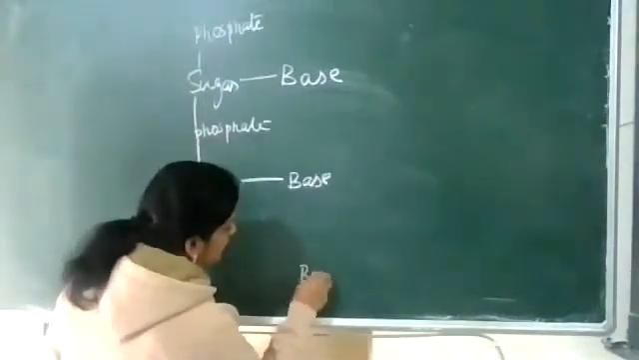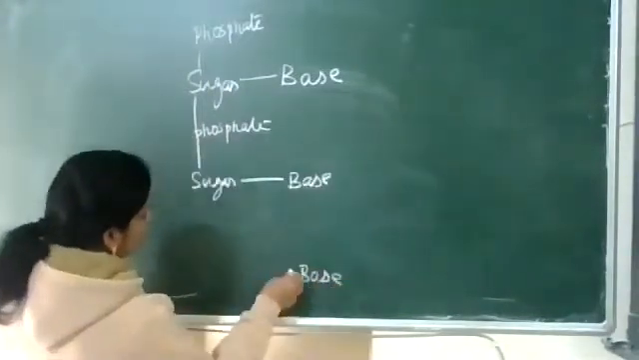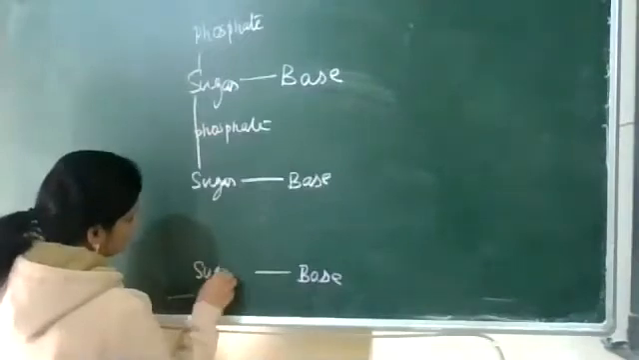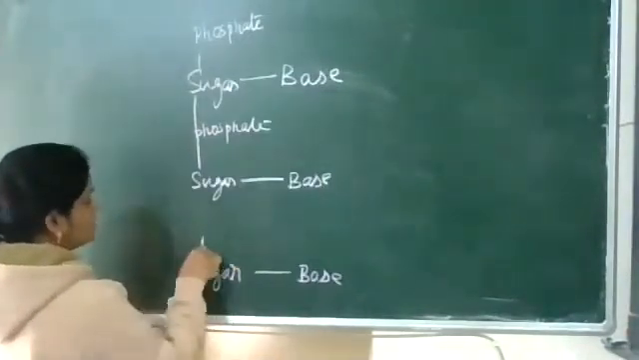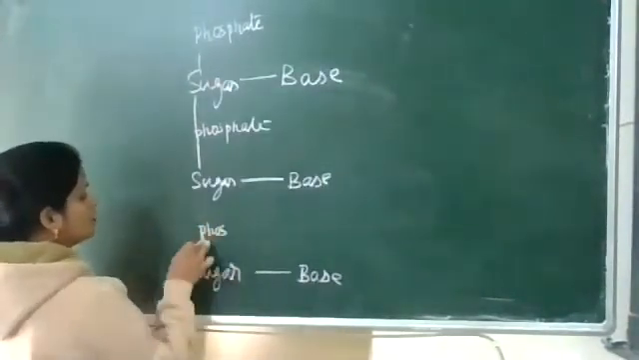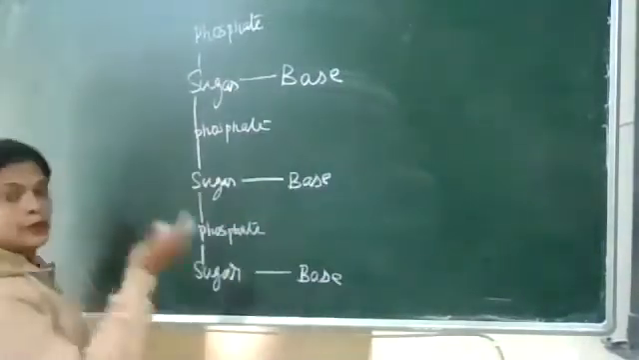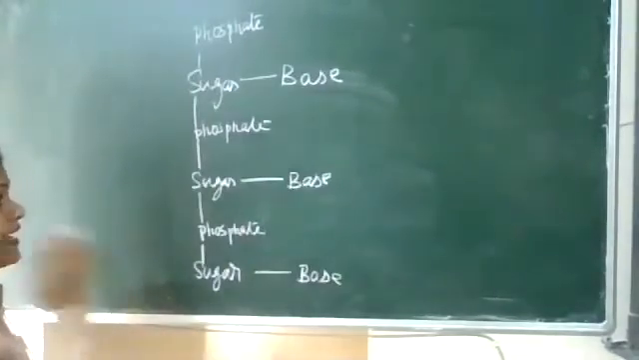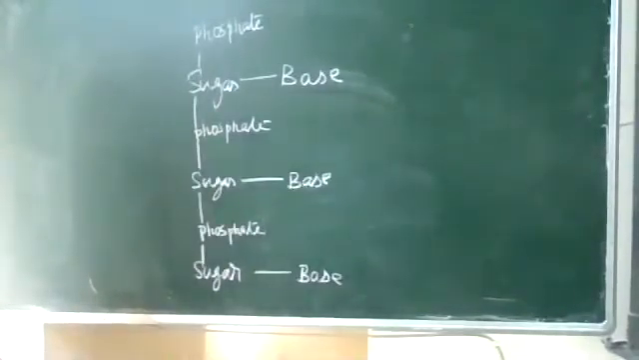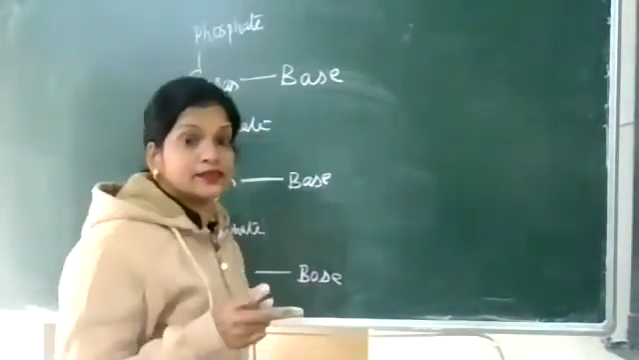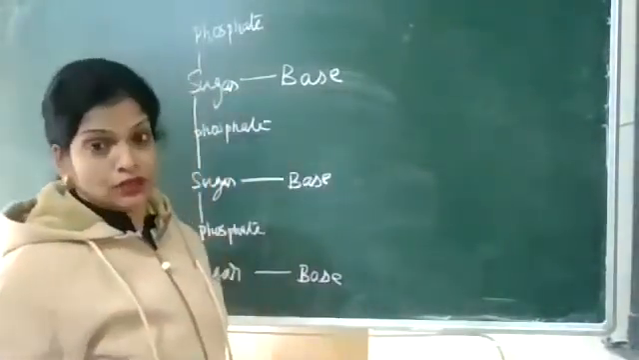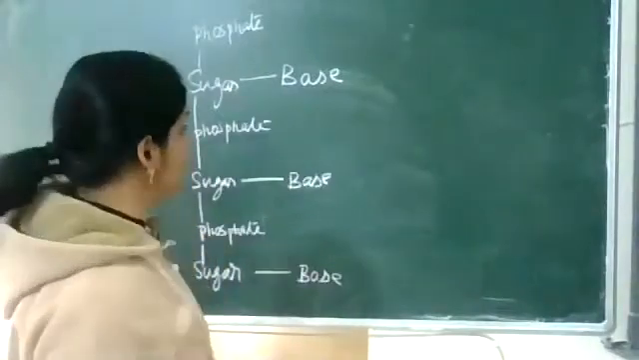Next, base, sugar, base, sugar, phosphate. Like that, so many. This is one strand. In the case of DNA, two strands are complementary to each other.